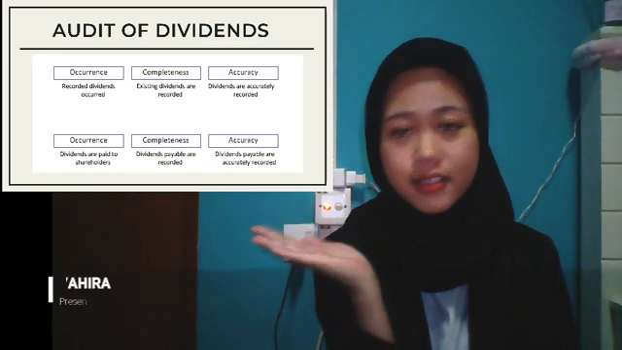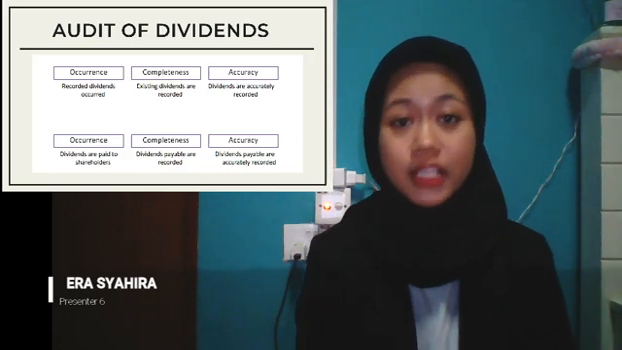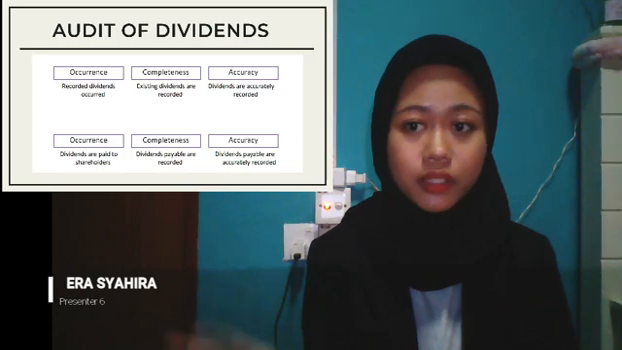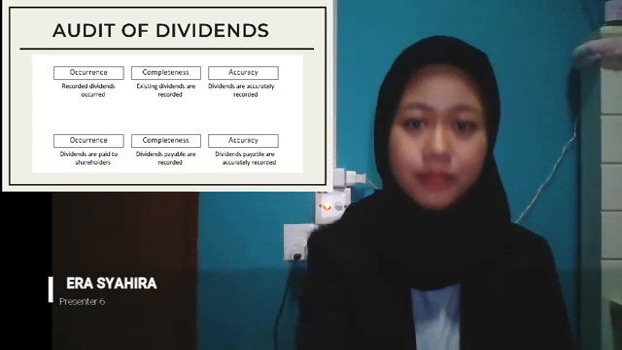Hi, Assalamualaikum. My name is Syahira and I'm going to explain to you about audit of dividends and audit of retained earnings. So first, audit of dividend. As you can see on the slide, there are 6 transaction-related audit objectives. For the audit of dividend, there is accuracy, completeness, and occurrence.